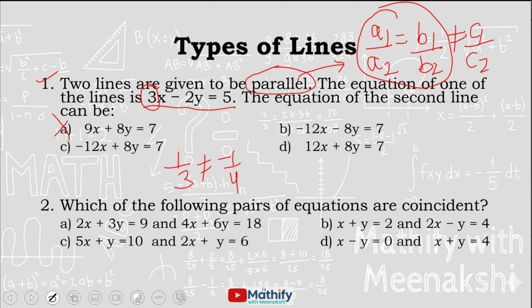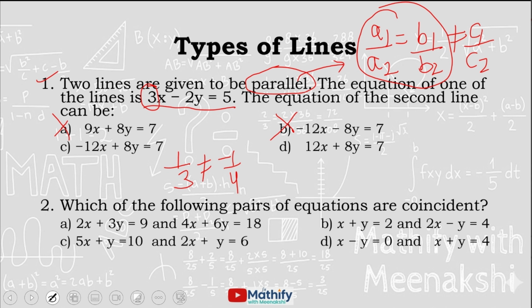Let's move to B. Now let's do it mentally. 3 by minus 12, that is minus 1 by 4. Now minus 2 by minus 8, that is positive 1 by 4. Again, they are not equal. One is minus 1 by 4, the other one is positive 1 by 4. Let's move to the third option. In third, 3 by minus 12, that is minus 1 by 4. Minus 2 by 8, again it's minus 1 by 4.